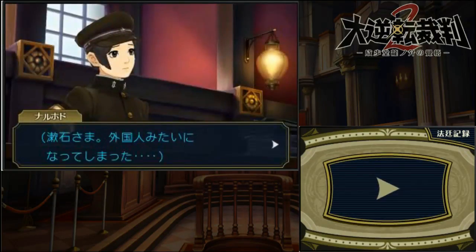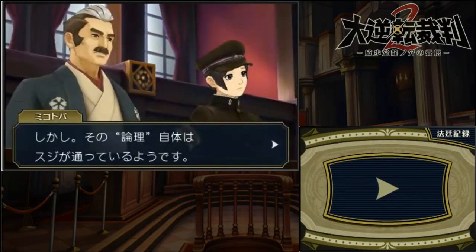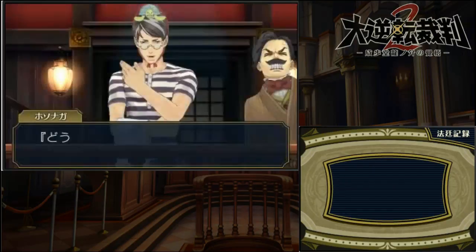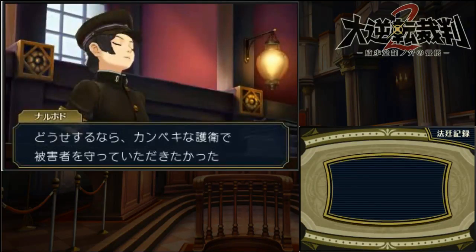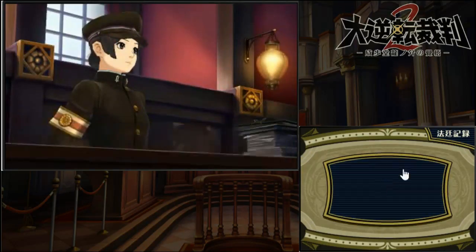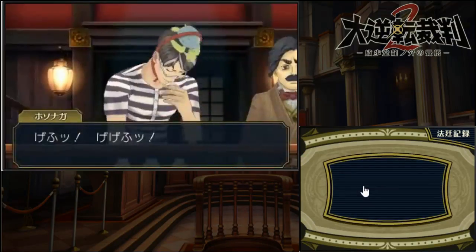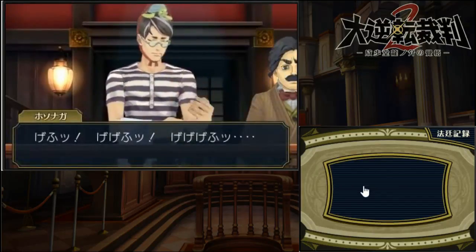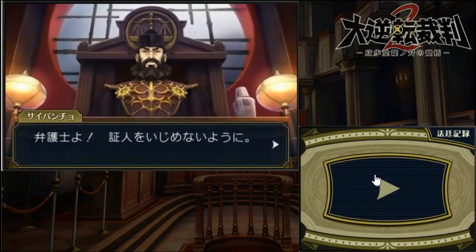Soseki-sama, you seem to be the foreigner here now. Yet, that reasoning of his is logical. If I must testify, then testify with the utmost perfection. That is my creed, you see. If I'm going to protect someone, let me protect them perfectly. Shouldn't that have been your creed instead? Oh! That bird! Just picking at Hosonaga today. Oh my god, Hosonaga! Attorney, do refrain from bullying the witness.